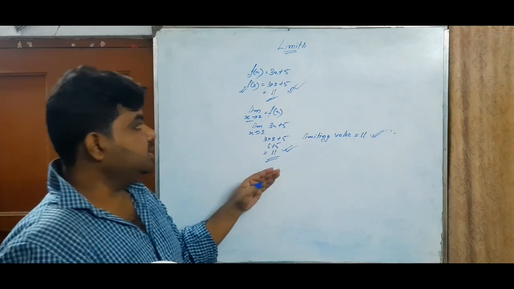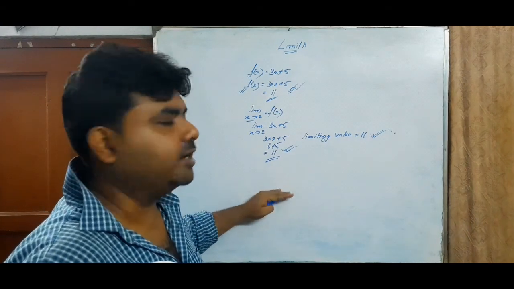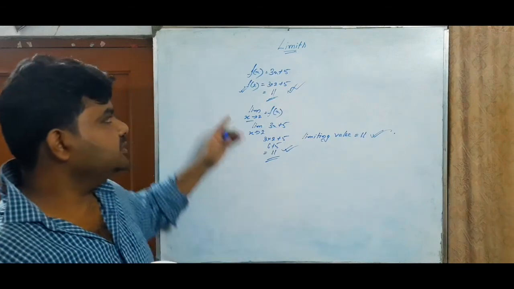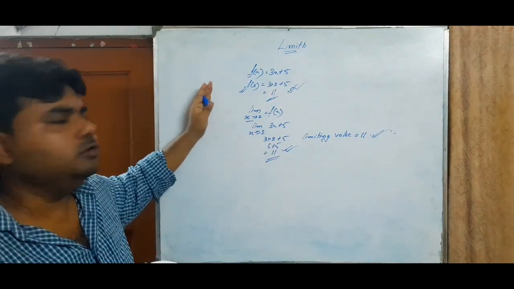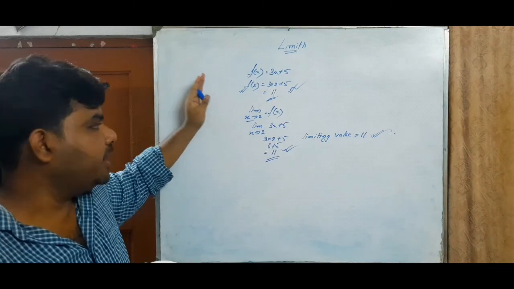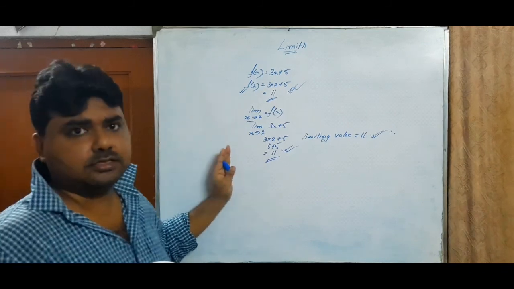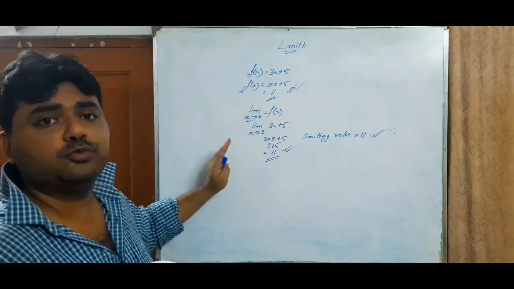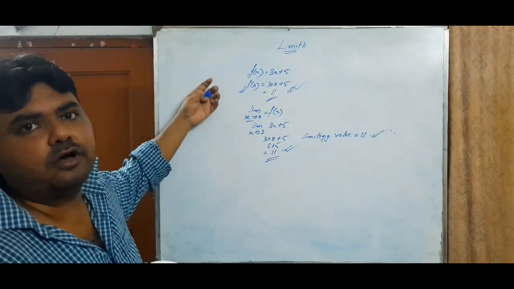But this method is much more effective. Why more effective? In some problems, we will not be able to find the value with the function, but with the help of limits, we can find the value. So limit is much more important than function.